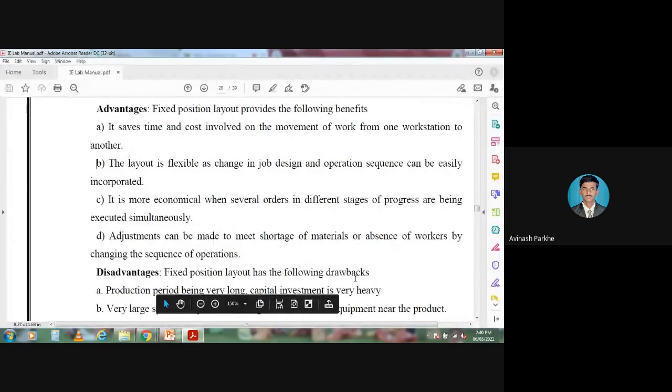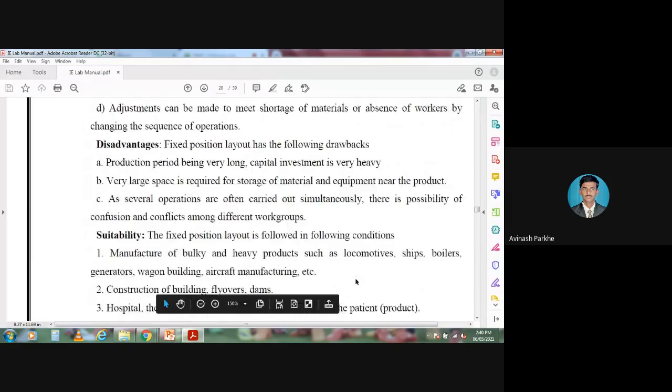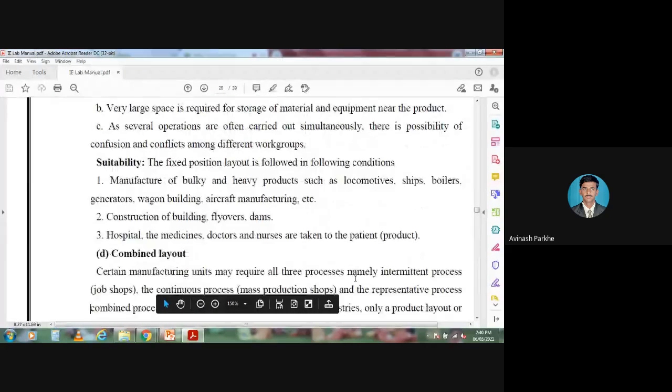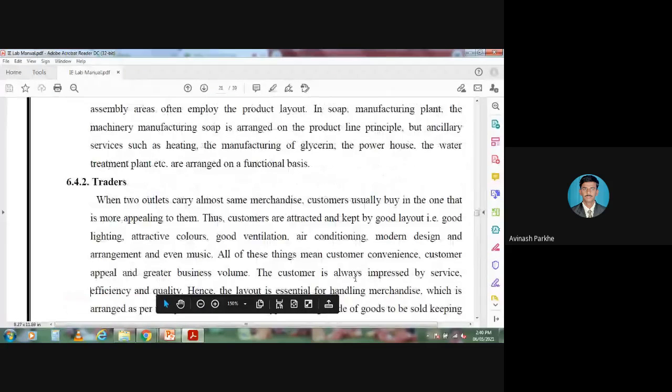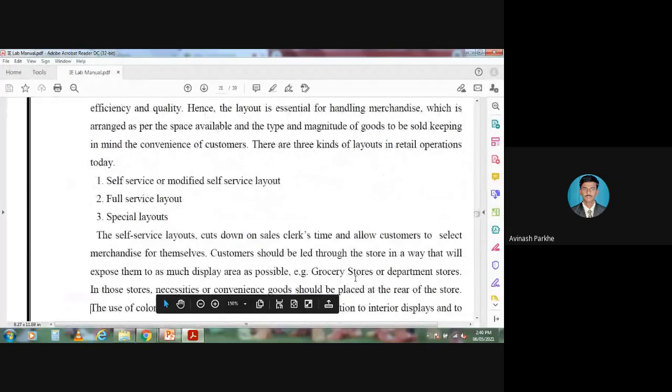Same things are there: types of layout, different types of layouts along with their figures, the explanations are given, then advantages and disadvantages of each and every type of layout mentioned in this manual. So you have to write down this experiment as experiment number 6.